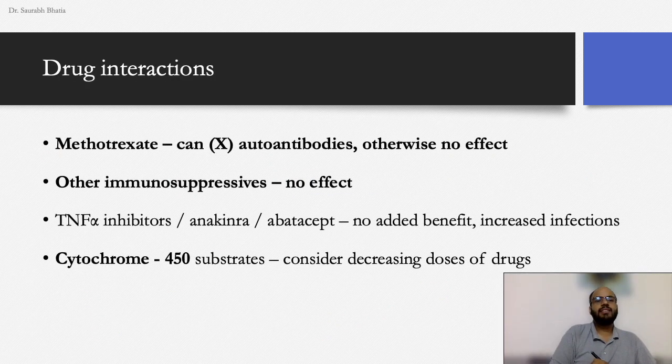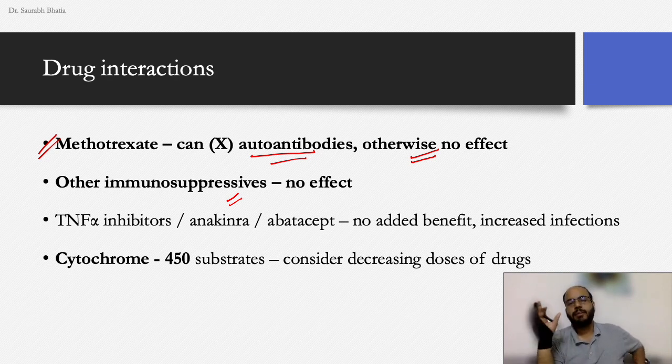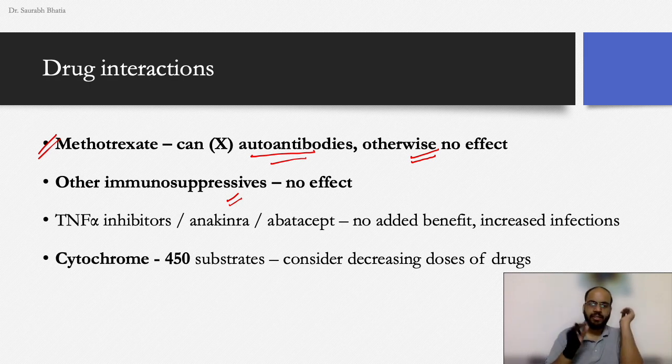Now, drug interactions you can combine with methotrexate. It can prevent to some extent development of autoantibodies. Otherwise, no beneficial effect in psoriasis has been found. Other immunosuppressives like azathioprine or cyclosporin have not been found to have a good beneficial effect when combined with biologicals. So it's better not to combine and increase the chances of adverse events. No benefit has been found with TNF alpha inhibitors, anakinra and abatacept, same thing.